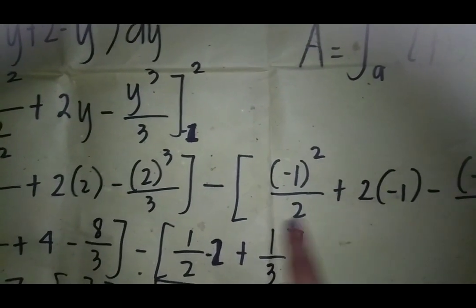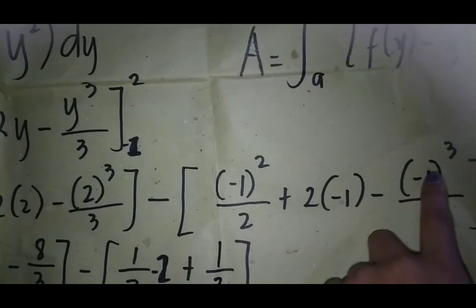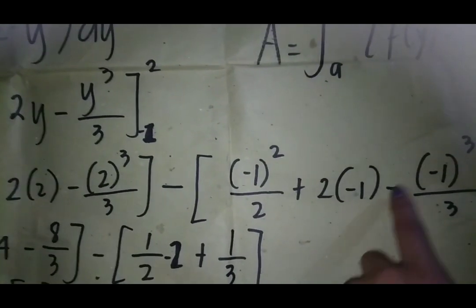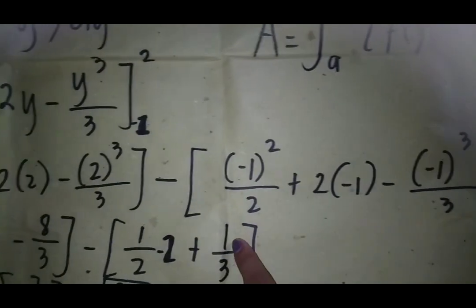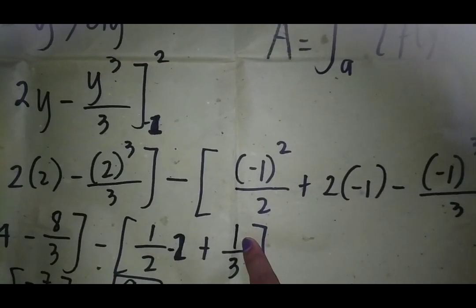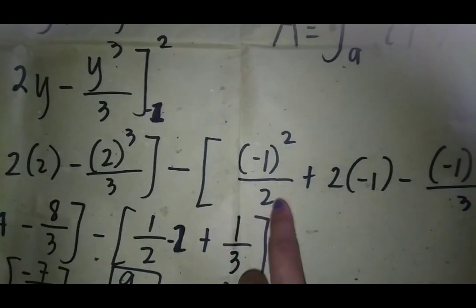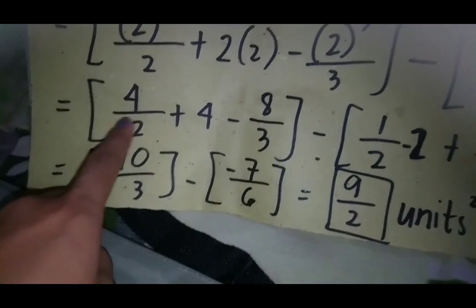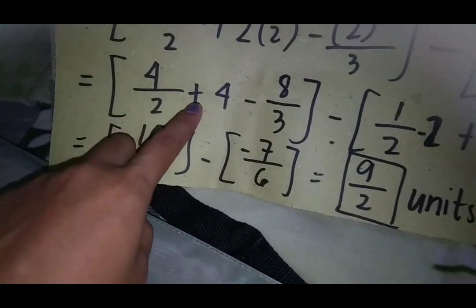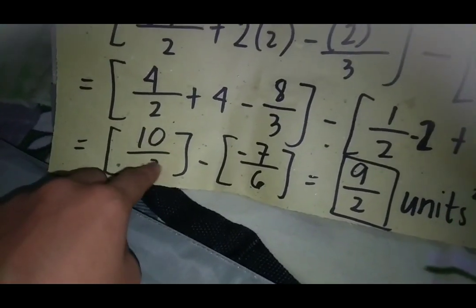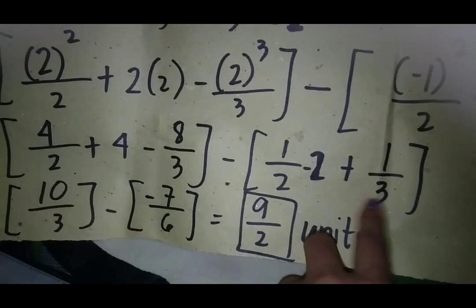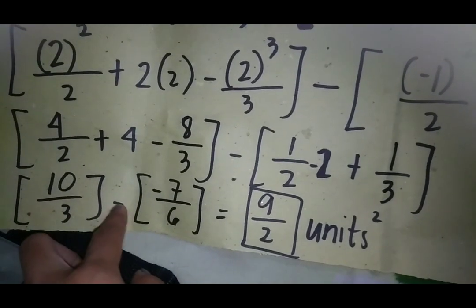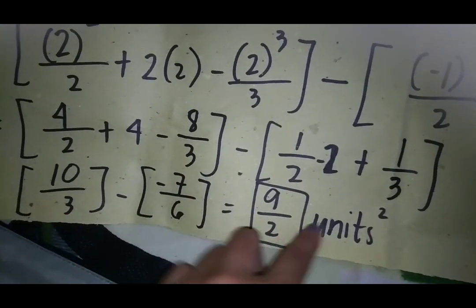Positive 2 times negative 1 is negative 2. Then negative 1 cubed, we add, because negative times negative is positive, so negative 1 cubed is positive 1, over 3. Then we have here 2 plus 4, 6, minus 8 over 3 is 10 over 3. Then 1 half minus 2 plus 1 over 3 is negative 7 over 6. So 10 over 3 minus negative 7 over 6 is equal to 9 halves square units.